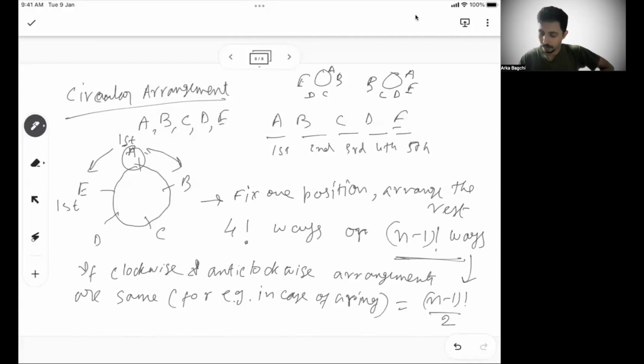So basically, if you see it clockwise, it's E, D, C, B, and from anti-clockwise, it's also E, D, C, B. So if anti-clockwise and clockwise are basically the same, there is no difference between them. Typically, in case of a ring, you will see there is no difference between seeing anti-clockwise and clockwise. Then it becomes n minus 1 factorial by 2. If it is different, then it's n minus 1 factorial.